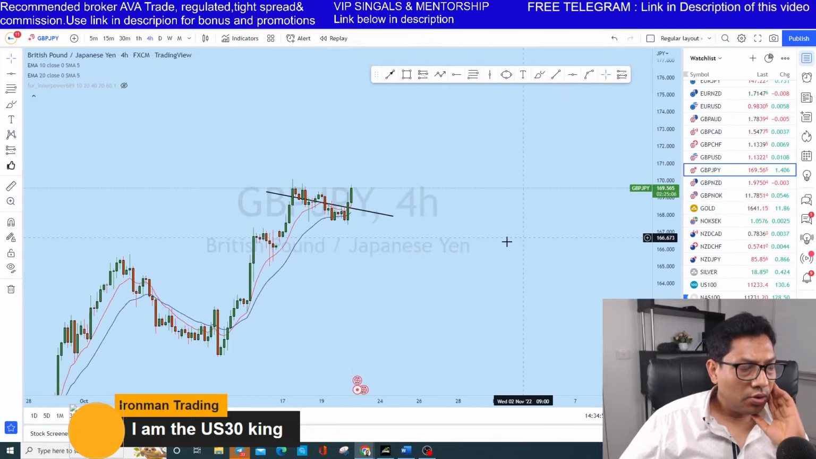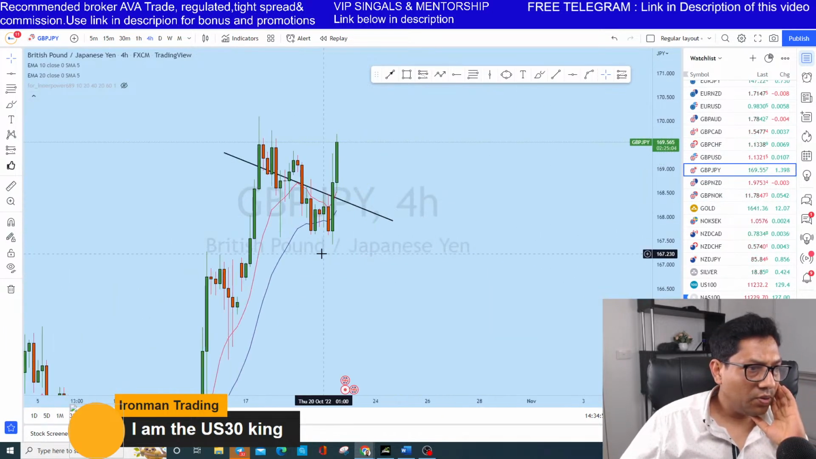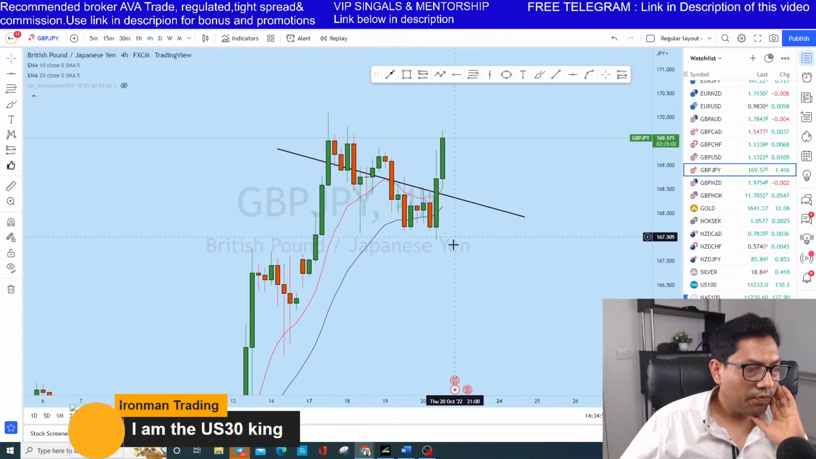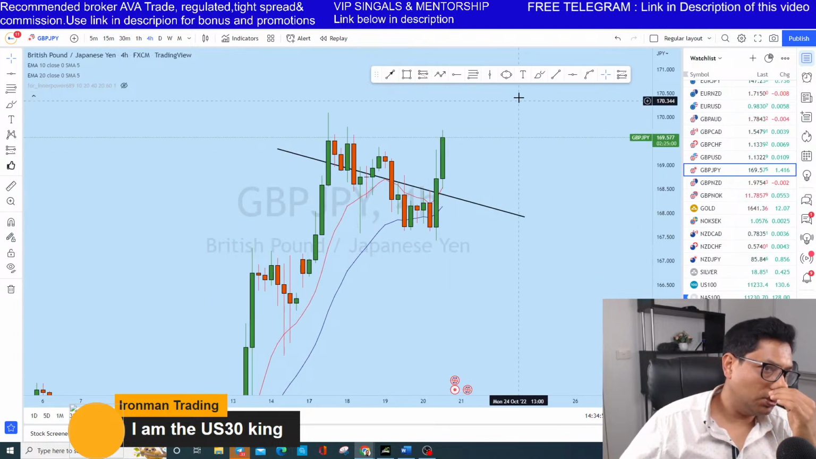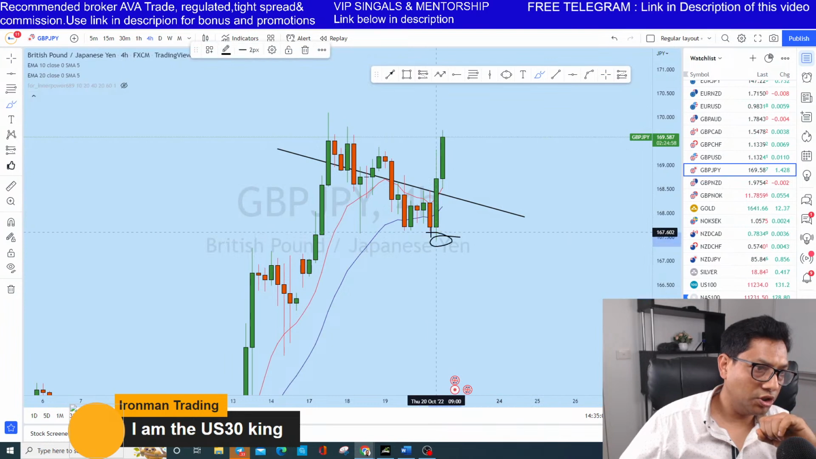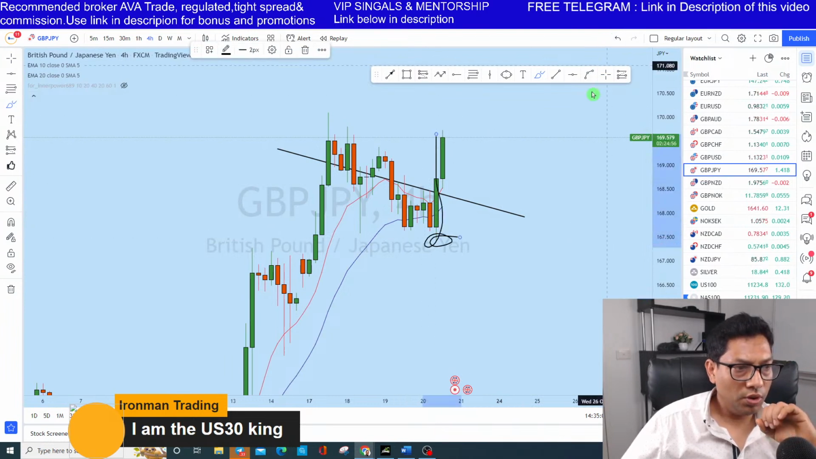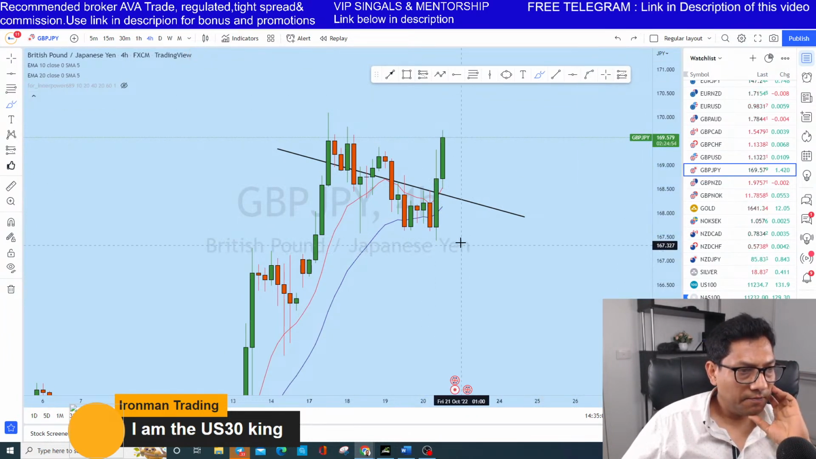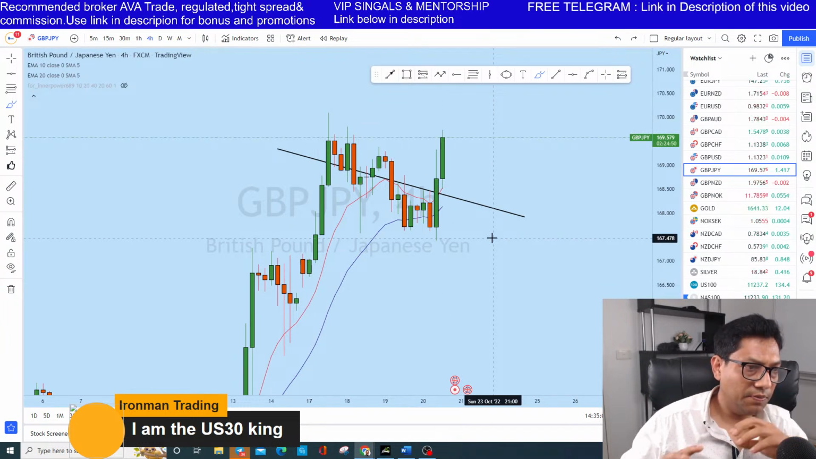Okay guys, so we saw GBPJPY. You see the double bottom, a very strong bullish move on GBPJPY, a very strong bullish engulfing with a double bottom here. It's a bullish candle, a sign that GBPJPY will continue to go up.